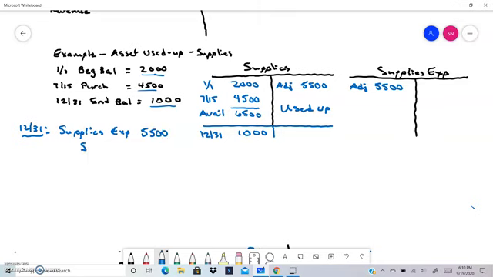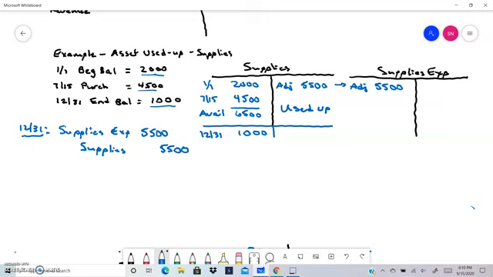We want to credit supplies, the asset, for $5,500. So that would reduce supplies, the asset, down from $6,500 to $1,000, and would reflect the fact that $5,500 was used up, and that's the amount of expense.